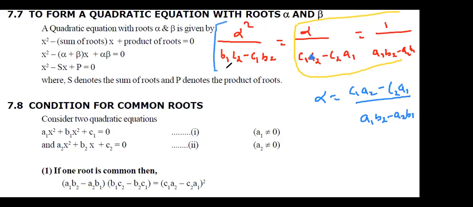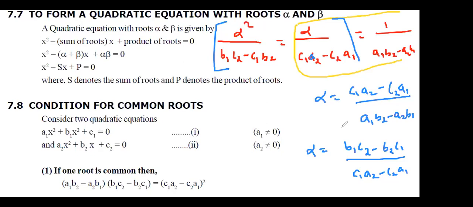And if you equate these two, one alpha will get cancelled. So I'll get alpha is equal to b1 c2 minus b2 c1 divided by c1 a2 minus c2 a1.